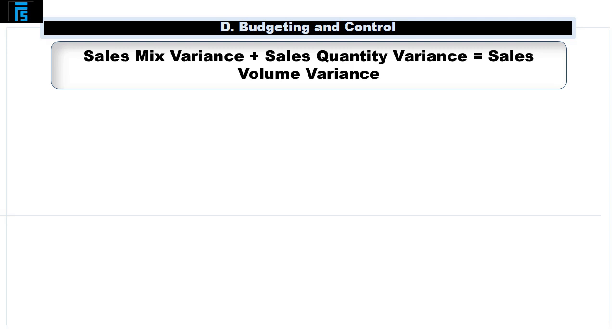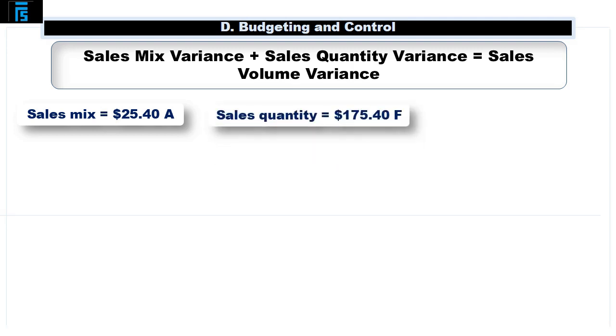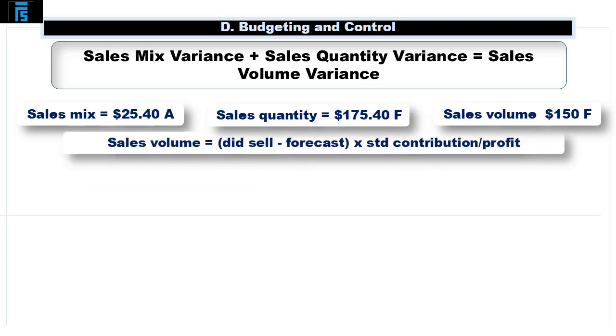So now we just need to prove that the total of the sales mix and sales quantity variances equals the sales volume variance. We know that the sales mix variance in our example is $25.40 adverse, and the sales quantity variance is $175.40 favourable. So the sales volume variance should be $150 favourable. If we calculate the sales volume variance using our normal approach, we will arrive at the same figure. Remember that the sales volume variance is calculated as what we did sell compared to what we thought we would sell, multiplied by the appropriate standard contribution per unit.